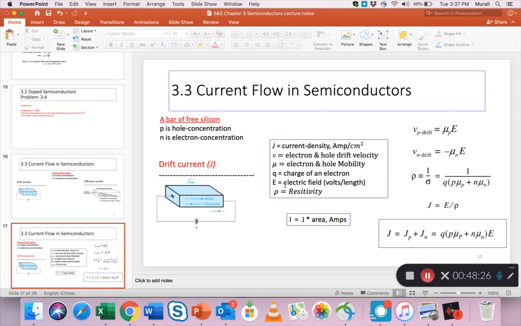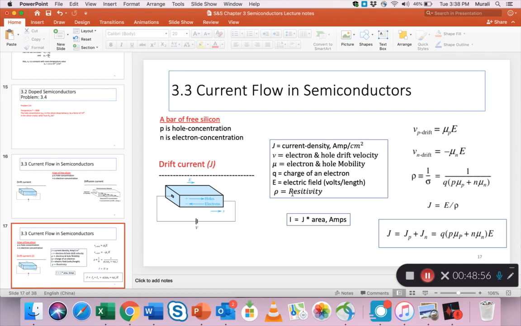The basic charge. How much charge in coulombs does an electron have? It's about something to the power minus 19. So that is also used in these formulas. E is the electric field, which basically means if you apply 1 volt across 10 centimeters, then the field is 1 volt per centimeter. So the volts divided by length gives you electric field as a simple formula.